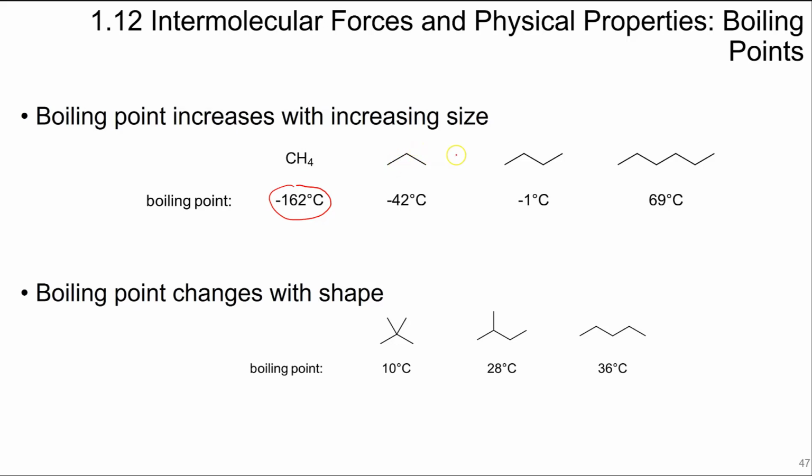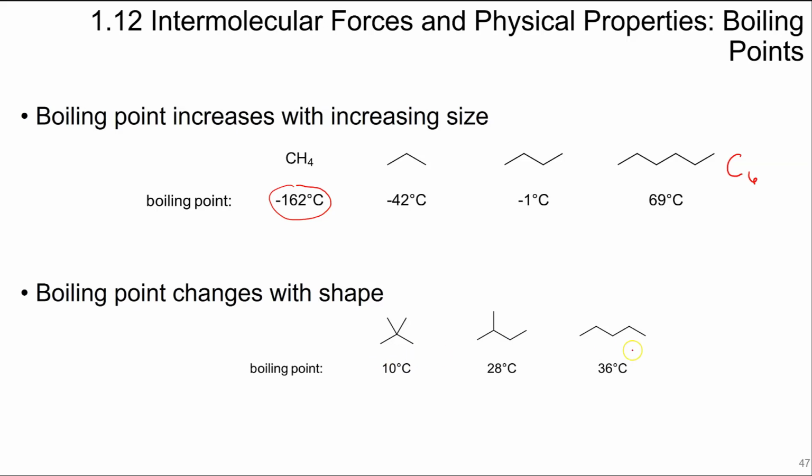And as we add the number of carbons to that, the boiling point also increases. So here we have 6 carbons, and this has a boiling point of 69 degrees Celsius. So as you add carbons, that's going to add intermolecular forces, intermolecular interactions, so that's going to increase the boiling point as well. The boiling point changes with the shape of the molecule.